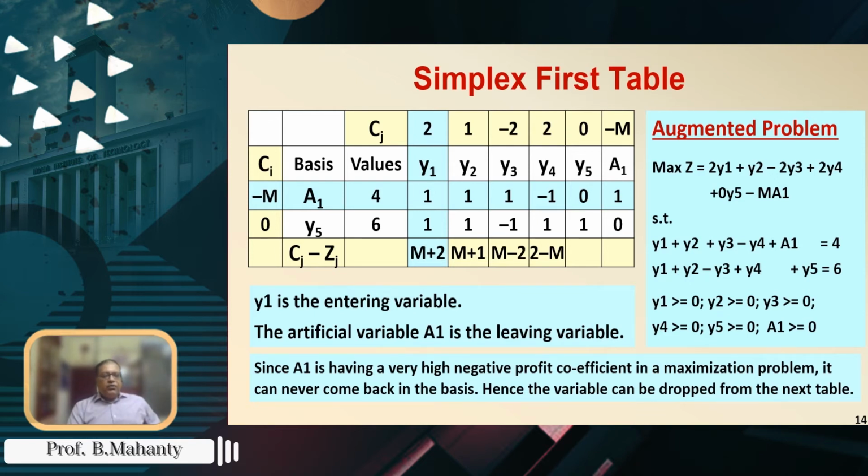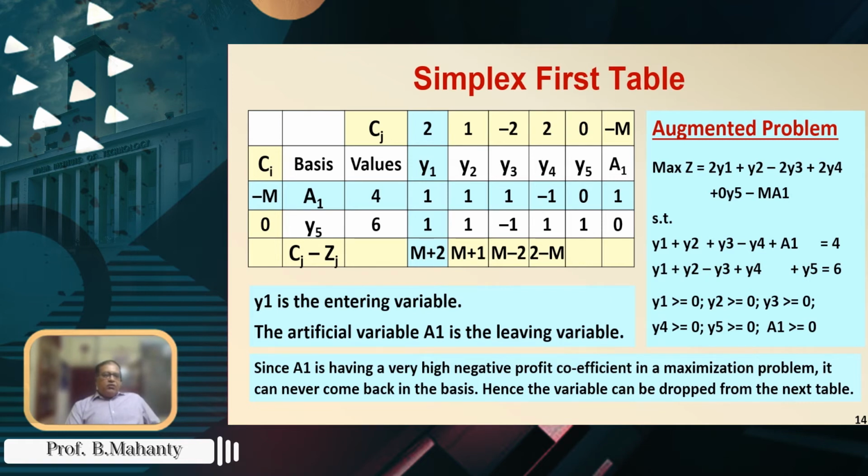Here the Zj value for y2 is minus M again. And Cj minus Zj, Cj is 1, Zj is minus M, so 1 minus minus M, M plus 1. By the same logic, this would be M minus 2 for y3, and for y4, 2 minus M. All right, so now this is a maximization problem, so the best possible value should be taken. Best possible value is M plus 2, so therefore y1 should come into the basis.